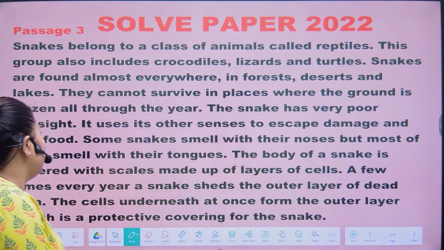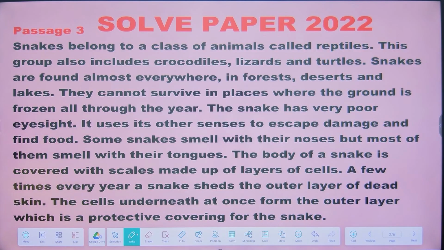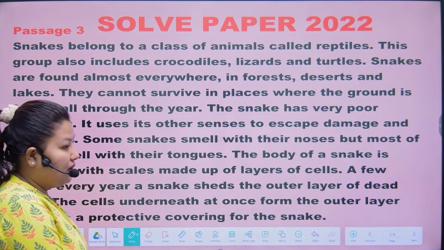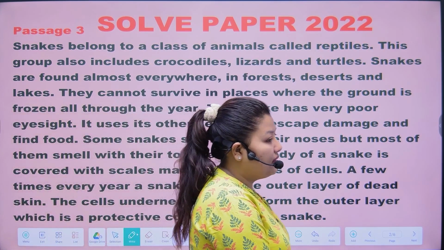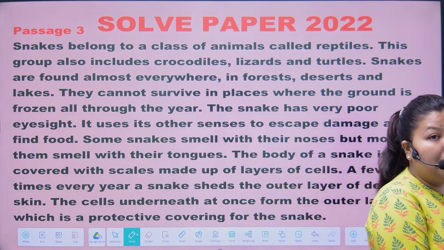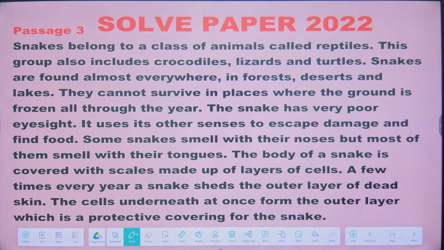At first we will read the passage carefully. The passage is: snakes belong to a class of animals called reptiles. In this passage we will learn about snakes, which belong to a class of animals called reptiles.